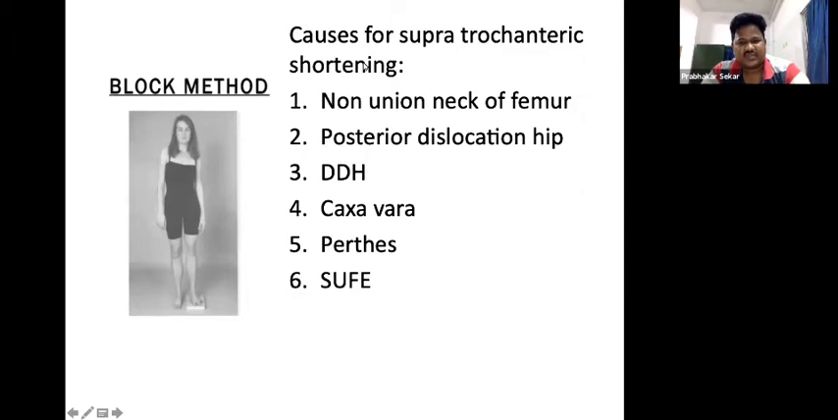So what are the causes for supratrochanteric shortening? The main important cause is non-union neck of femur. Another one is posterior dislocation of hip, then congenital dislocation, that is developmental dysplasia of the hip, then coxa vara, Perthes, and some amount of SUFE.